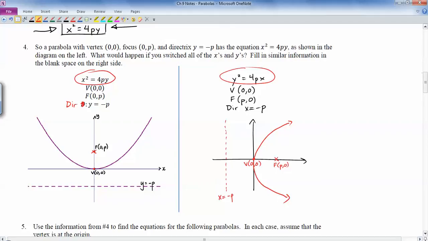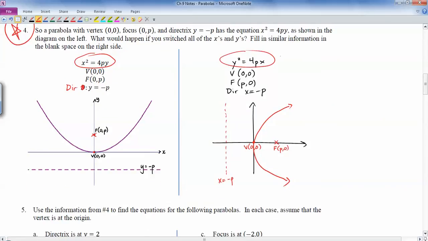So this number 4 here, by the way, is super key to the entire unit on parabolas. Anytime you're in doubt, come back to number 4 and reference this. This is huge. So this equation is for a parabola that's sideways, which really means it's either going to open to the right or to the left. And then this is going to be for a normal parabola, which is either going to open up or down.